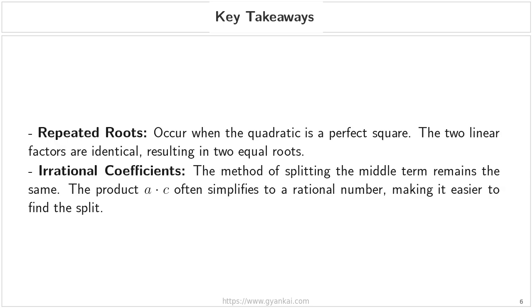Next, regarding irrational coefficients, don't let those square roots intimidate you. The fundamental method of splitting the middle term remains exactly the same as the simpler equations we studied previously. A helpful tip to remember is that when you calculate the product of A and C, the radicals often multiply together to simplify into a rational number, which actually makes finding the split much more manageable.